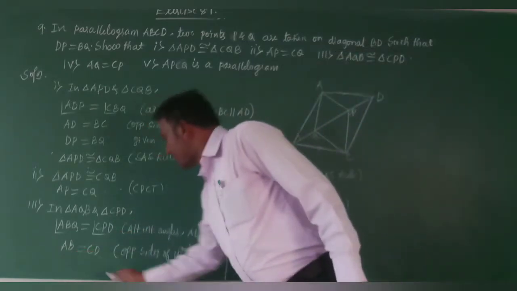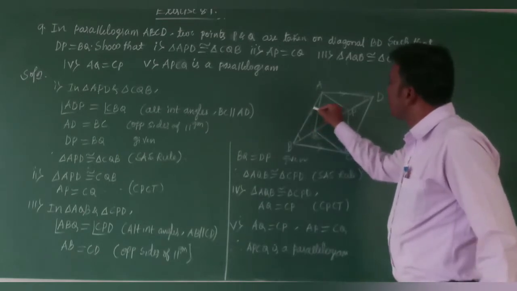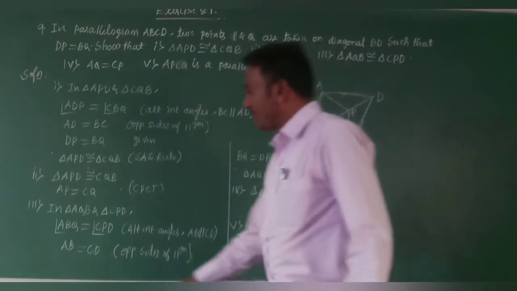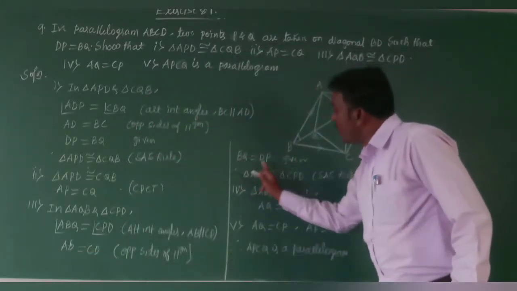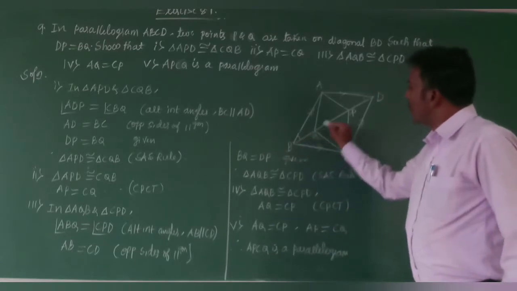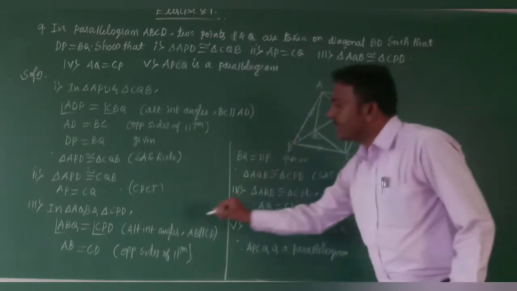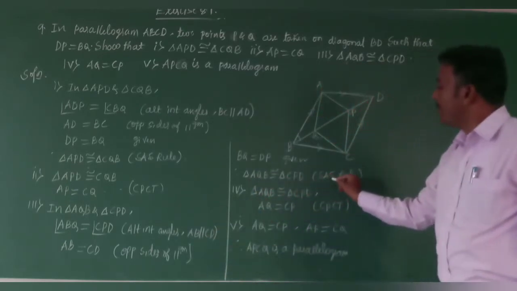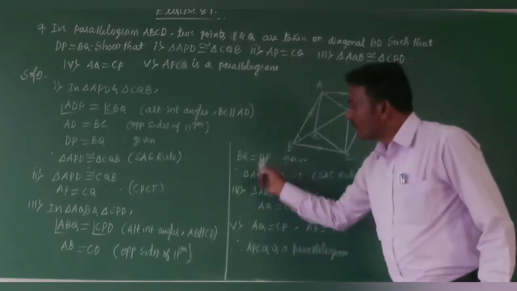And AB is equal to CD, because opposite sides of a parallelogram are equal. And BQ is equal to DP, because it is already given. So by seeing these three conditions, triangle AQB is congruent to triangle CPD by SAS congruence rule. So this is the third case.